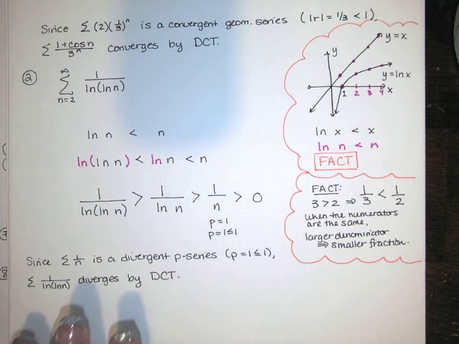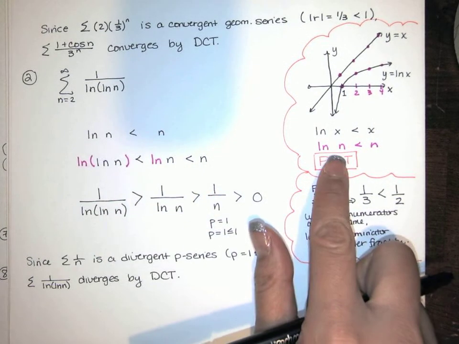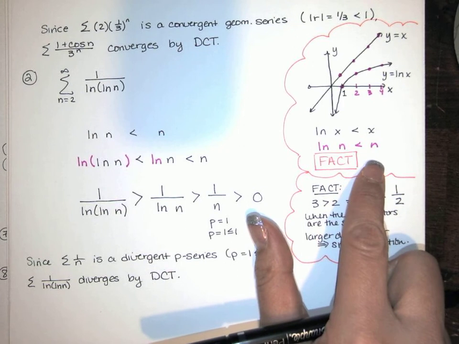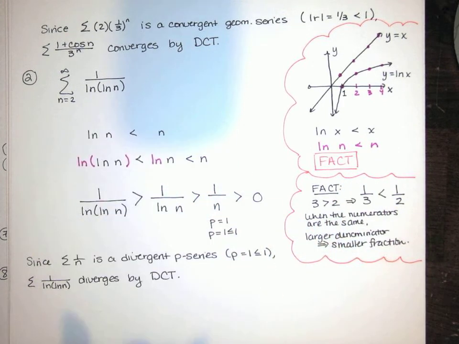Okay, so that's one where it might not have been obvious that a comparison test was appropriate, but because I knew this fact, because I knew I could always compare natural log of n to n, I knew that the comparison test would be appropriate.